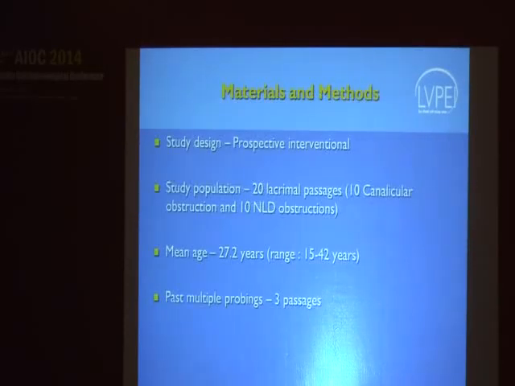So the aim of the study was to study the efficacy of dacryoendoscopic guided recanalization of the canaliculi and the nasolacrimal duct. This was a prospective interventional study which included 20 lacrimal passages with a mean age of 27.2 years, because most of them also had congenital nasolacrimal duct obstruction. But what is significant is that in the congenital population, there were people who had undergone syringing more than once.